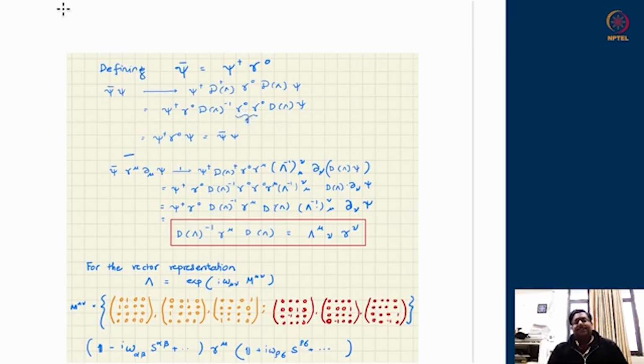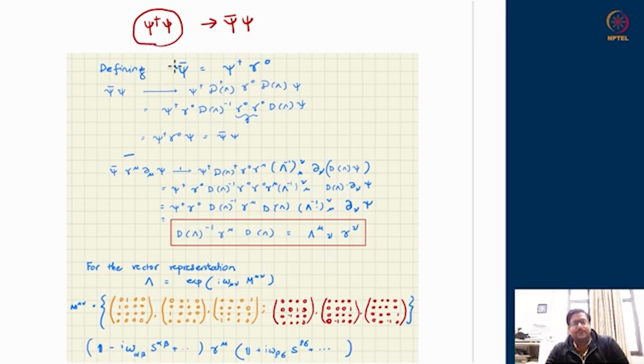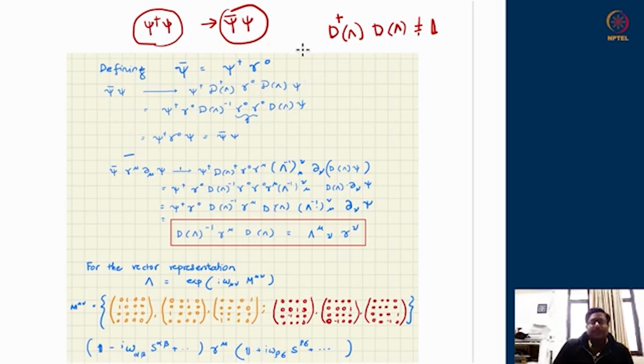So in the previous class, we had seen that there was a necessity of changing from the Lagrangian from psi dagger psi to psi bar psi, because this object is not invariant under Lorentz transformation while this object is. This happened precisely because the transformations generated by matrices D(Λ) for Lorentz transformation are not unitary. That means D dagger D(Λ) is not the identity. So therefore, I cannot use psi bar psi or psi dagger psi as an invariant object in the Lagrangian.